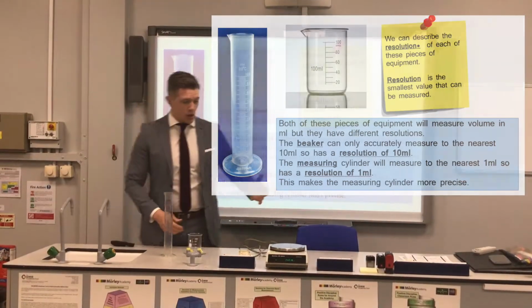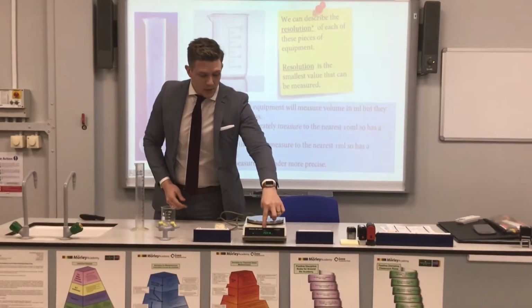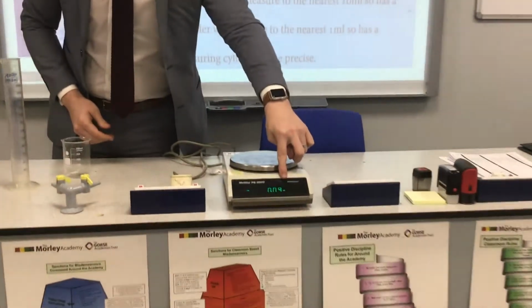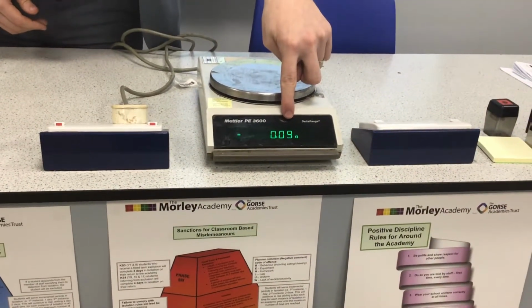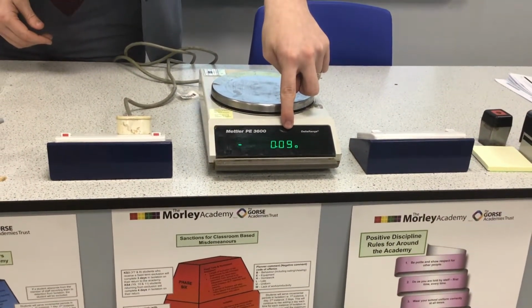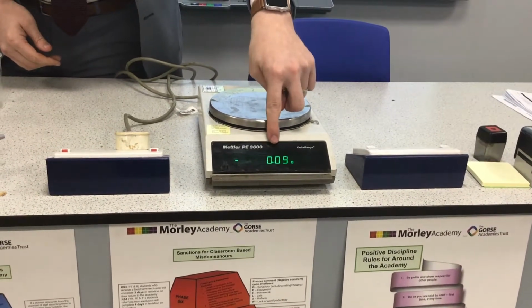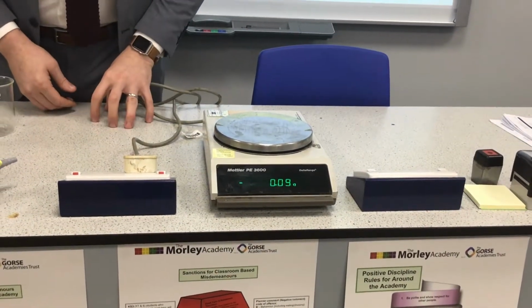I've also got a top pan balance. My top pan balance has at the front of it the amount of grams that it will measure to. This lowest number here effectively is the smallest amount of grams that I could measure. The resolution for this would be 0.01 grams, because effectively that's what I can measure as its smallest value.